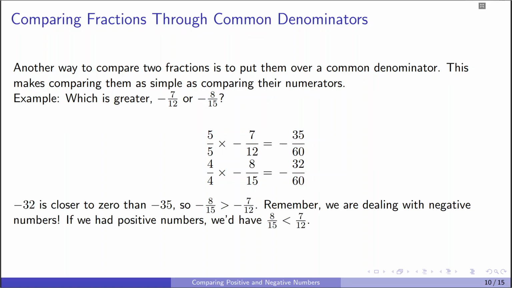Well, negative 32 is closer to 0 than negative 35. So that makes negative 8 over 15 greater than negative 7 over 12. Remember, we're dealing with negative numbers. If we had positive numbers, well then 7 over 12 would be greater than 8 over 15, because 35 is greater than 32. With negatives, the negative 32 is greater than the negative 35 because it is closer to 0.